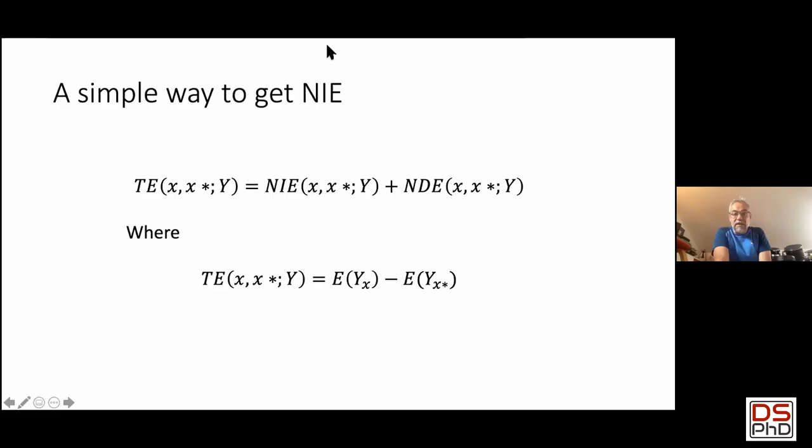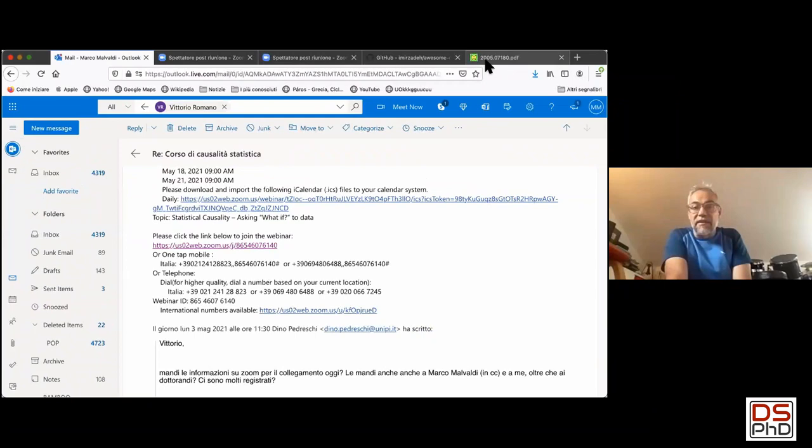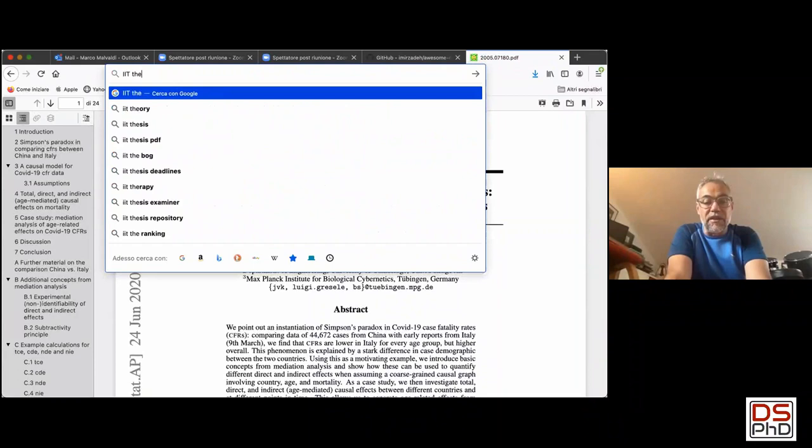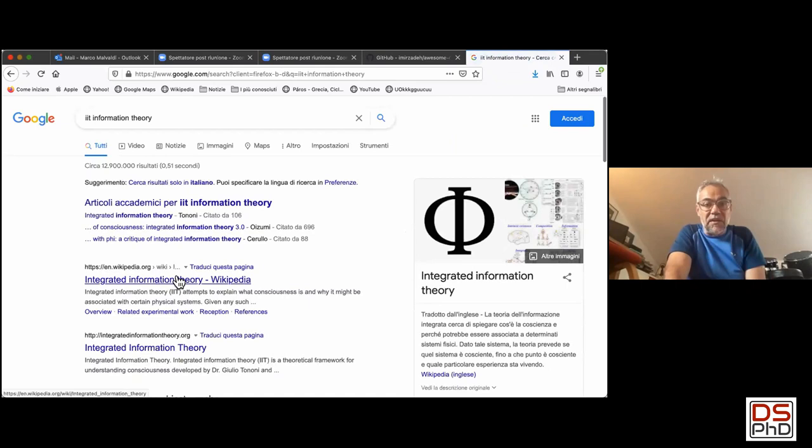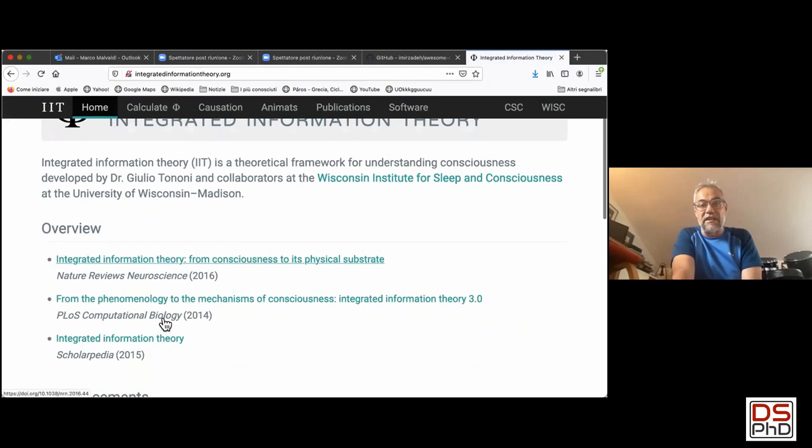I can, if you want, we can look at the Integrated Information Theory website, and try to get a grasp of this kind of theory.